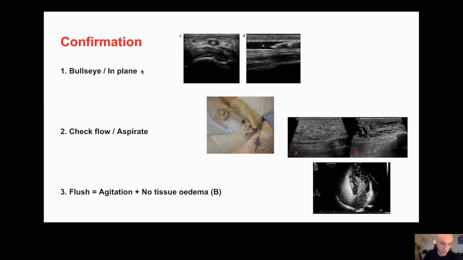That's pretty cool. If you've taken your needle out and then you try and aspirate and you've still got your tourniquet on, you should be able to aspirate blood, and when you take your needle out, it should bleed everywhere if you've got your tourniquet on.